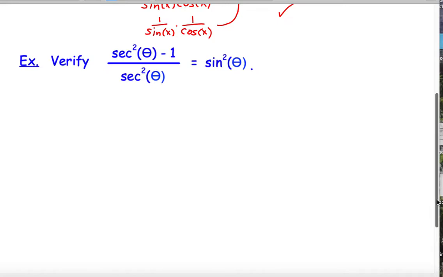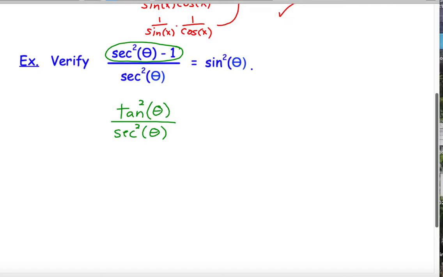So there's more than one way to do it. We could change our secants to cosines, but I noticed that this comes from the Pythagorean identity that tangent squared plus 1 equals secant squared. And with the 1 moved to the other side, secant squared minus 1 is equal to tangent squared. So the numerator I can change to write as tangent squared of theta. And then I have secant squared of theta in the denominator.